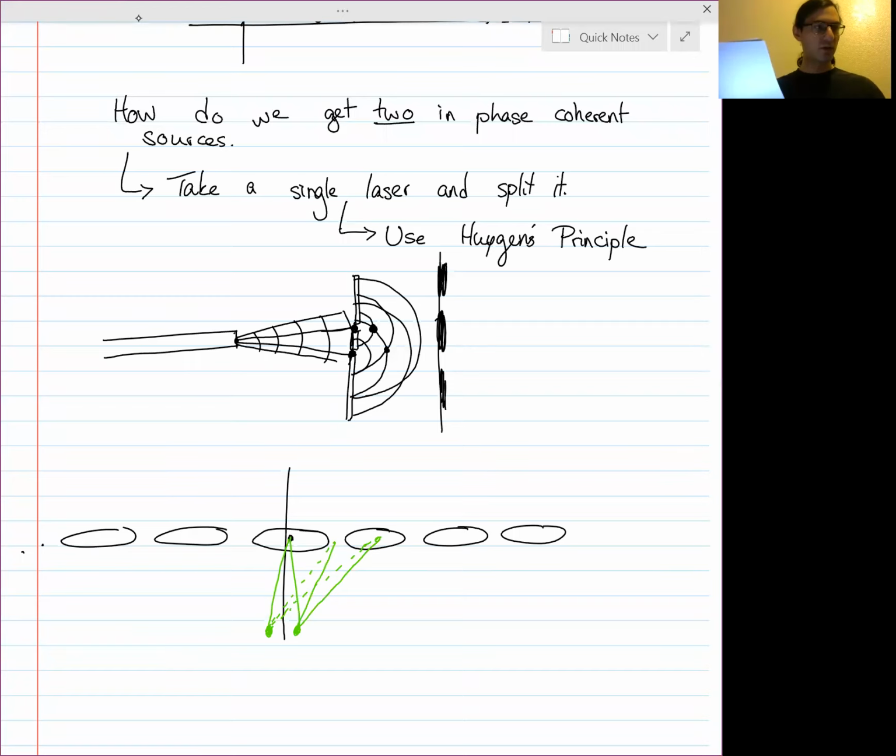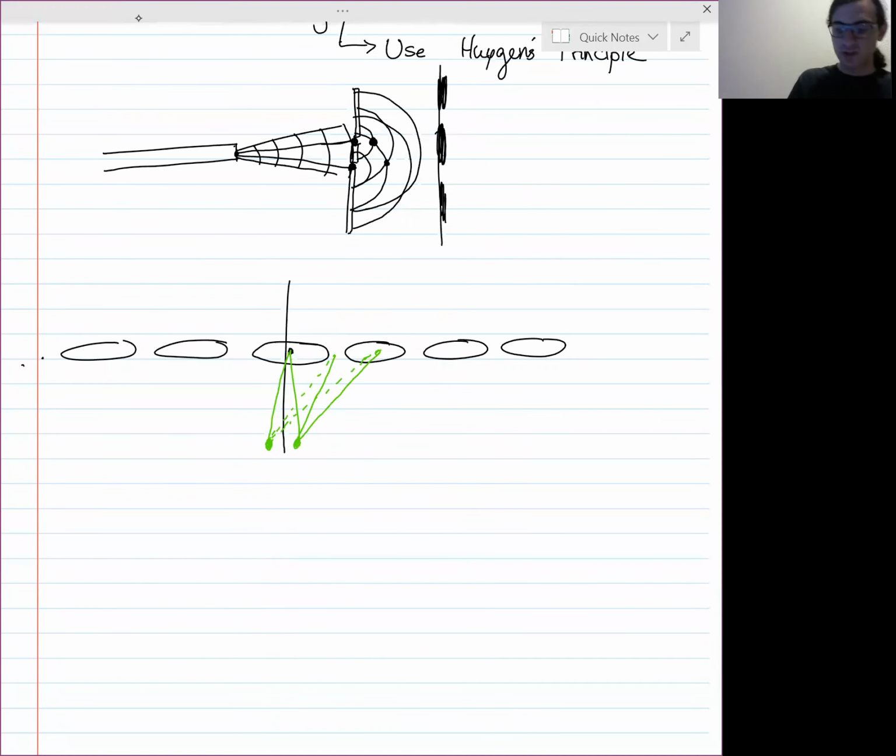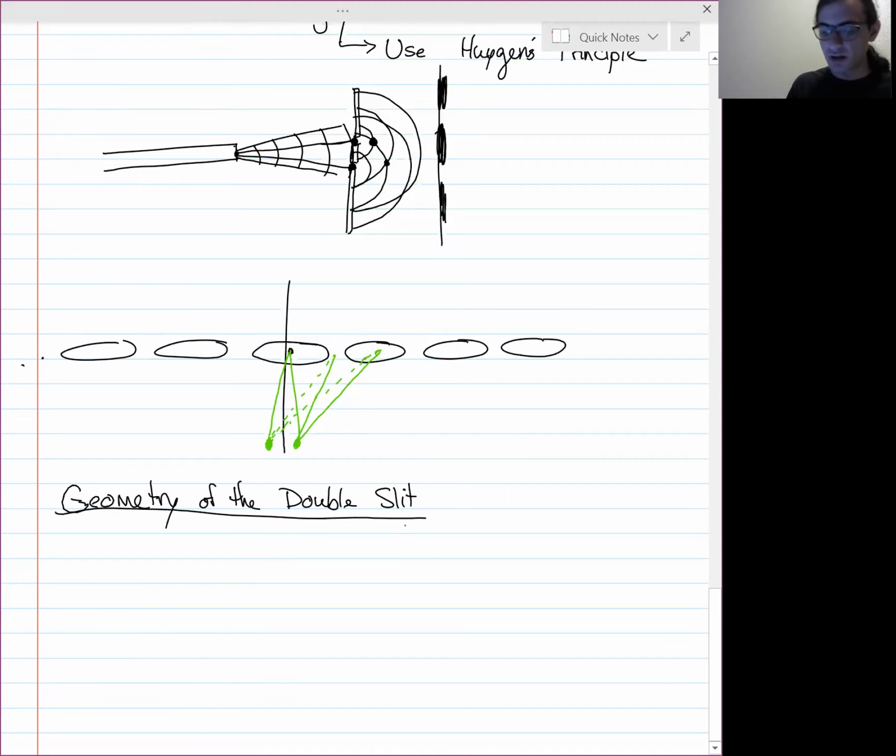Move this chair back. Right, so let me do some scrolling. Let's talk about the geometry of a double slit. And by the way, the reason why it was so hard to make is because, well, actually, we'll get onto that in a minute.